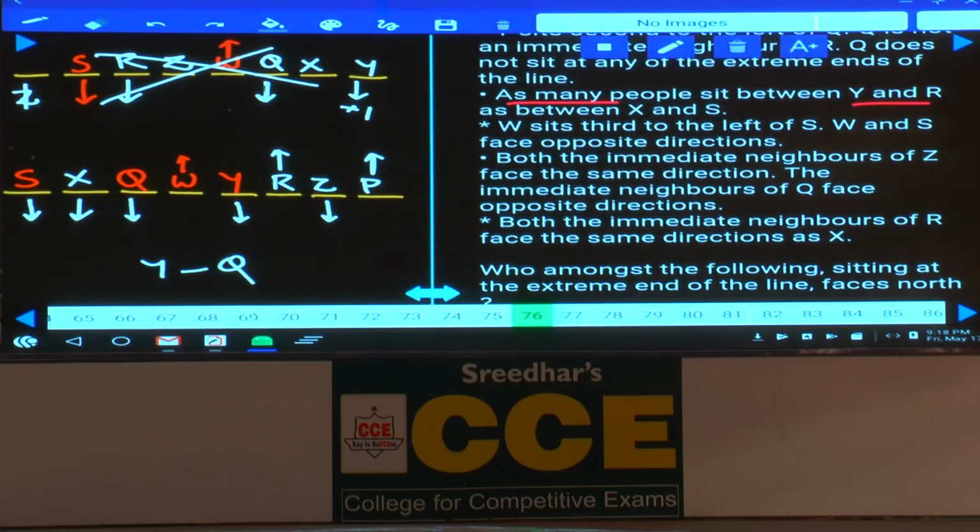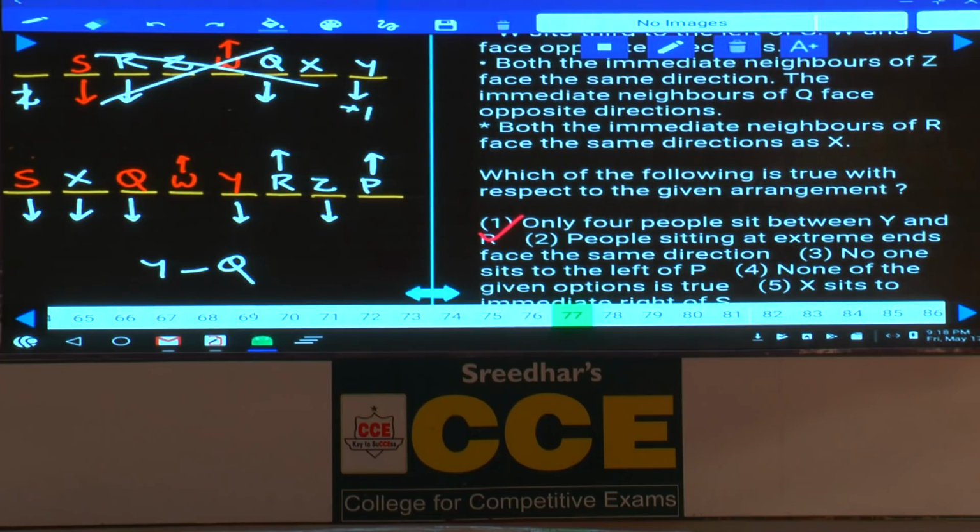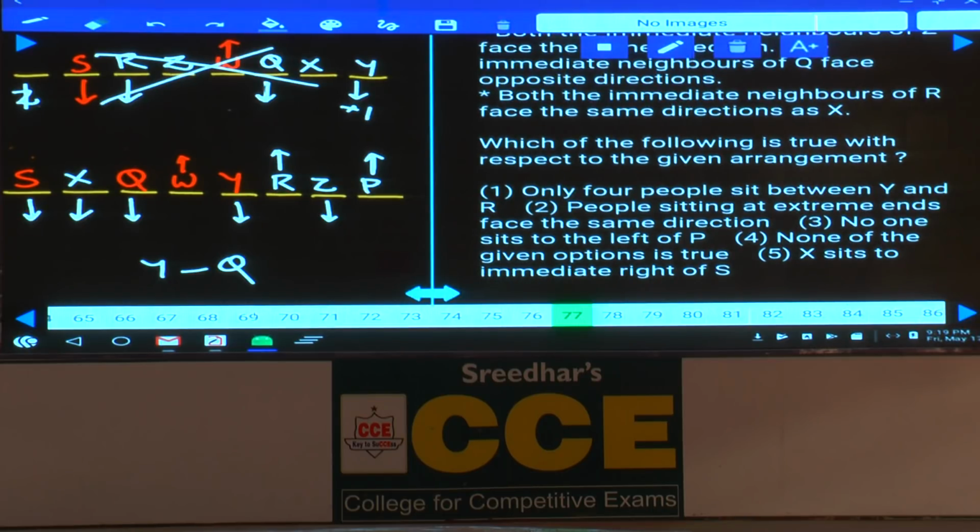Some of them are facing north and some of them are facing south. Then question number 76: who among the following sitting at the extreme end of the line faces north? Extreme end of the line facing north, tell me who is that person? P. P, that is choice 1. Then question number 77: which of the following is true with respect to the given arrangement?